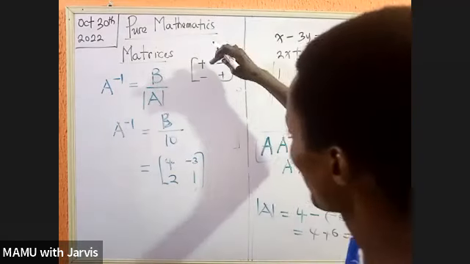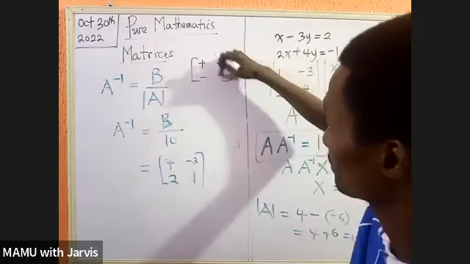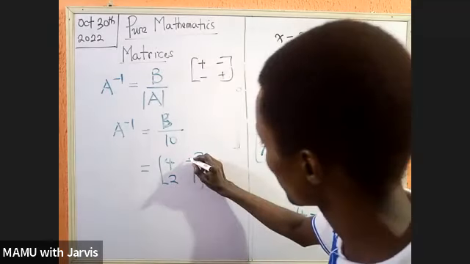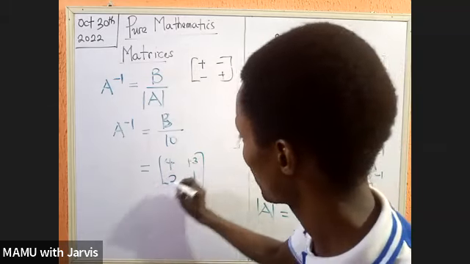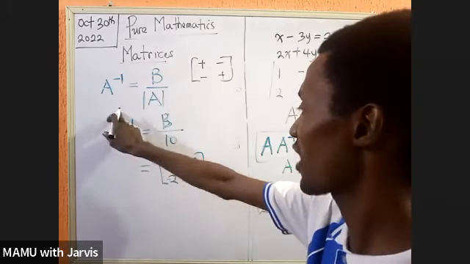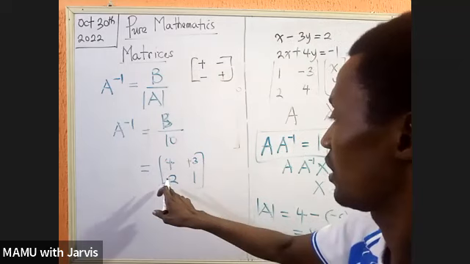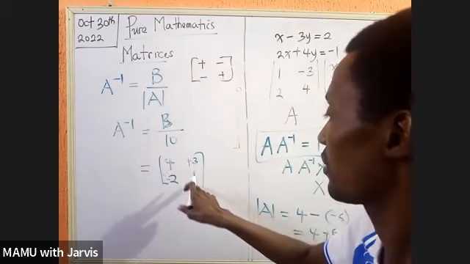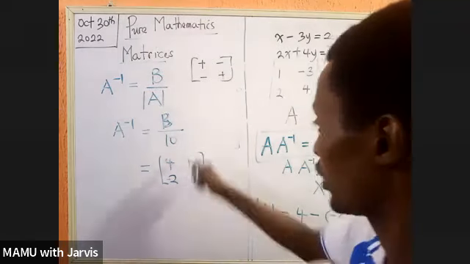So if you look at this very well, these positions don't change. But these 2 will actually change. So this becomes plus, and this will become what? Minus. So the inverse matrix becomes what? 4, 2, minus 3, and then what? 1. So this is what I'm going to have.